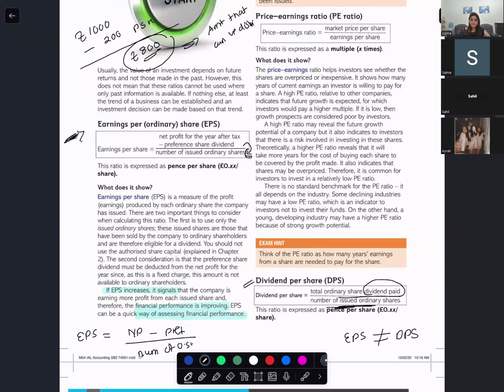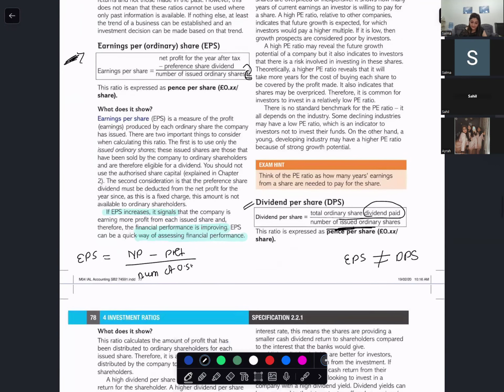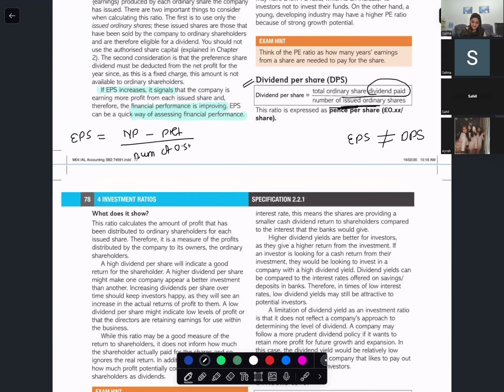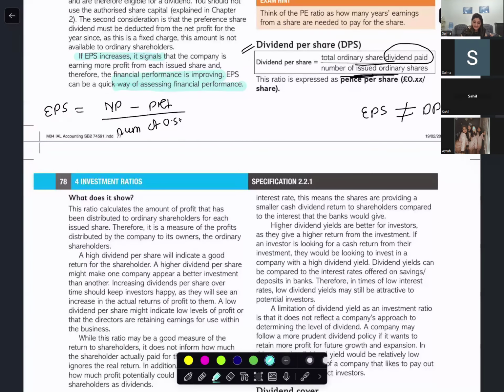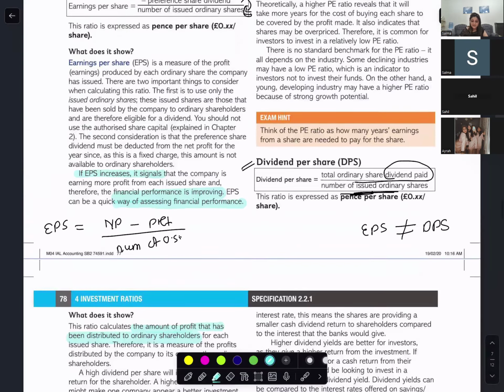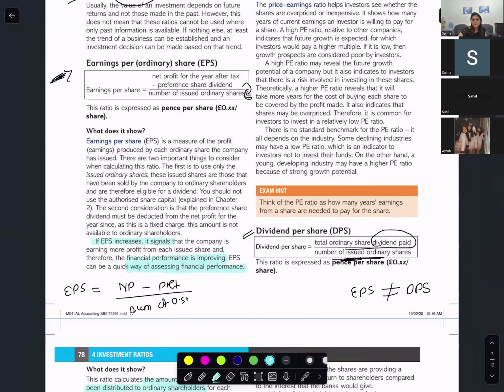Earnings per share and dividend per share are two separate things. Earnings per share tells me the financial performance of the company. Dividend per share tells me how much dividend I am actually paying to the shareholder, that is, the amount of profit that has been distributed to the ordinary shareholders. I want you to write this formula once, and then I will take you to the PE ratio. Try to write it without seeing it.